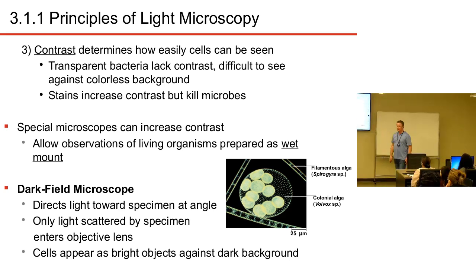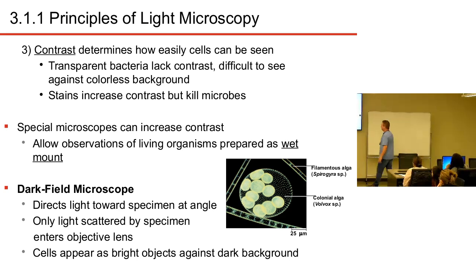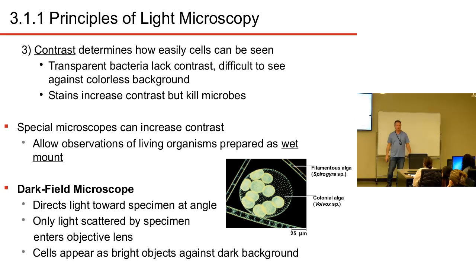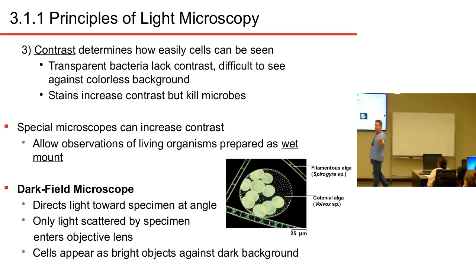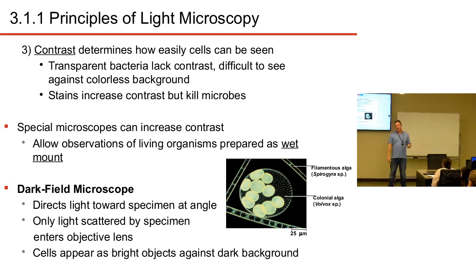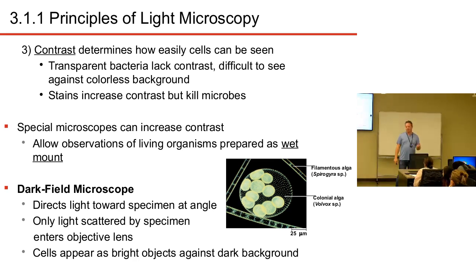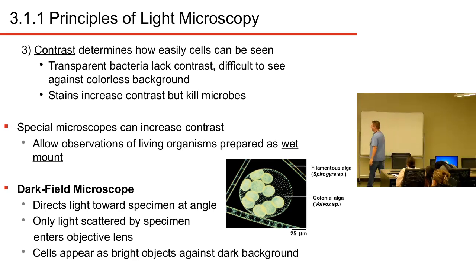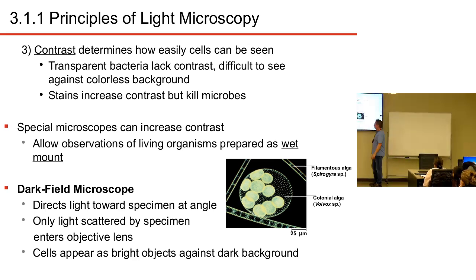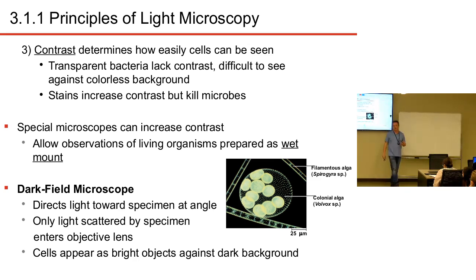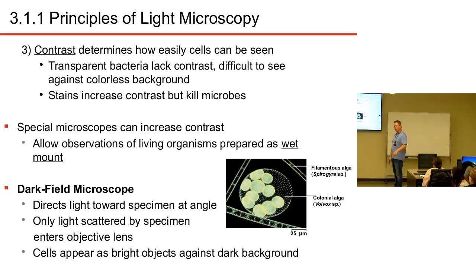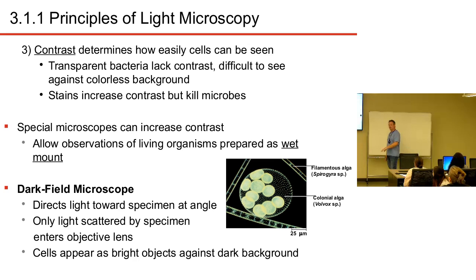The stains increase contrast, but unfortunately, they kill the microbes. So if it's a precious sample that we're trying to keep alive for research purposes or whatever it might be, we may not want to stain it, because if we do that, we're going to kill it. And that's not a good thing sometimes. So we do have some microscopes that we can utilize to look at live specimens without having to stain them. The first set of microscopes we're going through are ones where we can look at live specimens. The rest of them we're going to be looking at stained or potentially killed specimens.